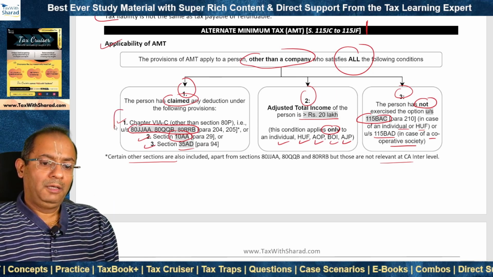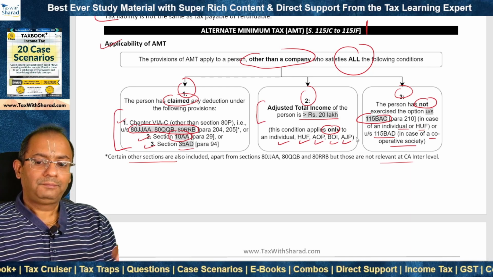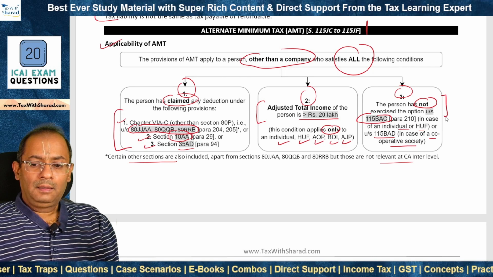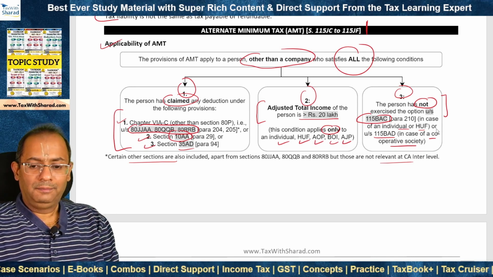Deduction should be claimed under any of these provisions. ATI should be more than 20 lakh. And the 115BAC option should not have been exercised by the person.